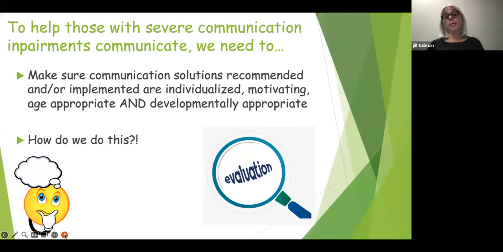So to help those with severe communication impairments communicate, what do we need to do? Well, we certainly need to evaluate so that we can make sure the communication solutions that are recommended are individualized, age appropriate and developmentally appropriate, and set up for the individual to use to communicate what they want to communicate, and that they're motivating.